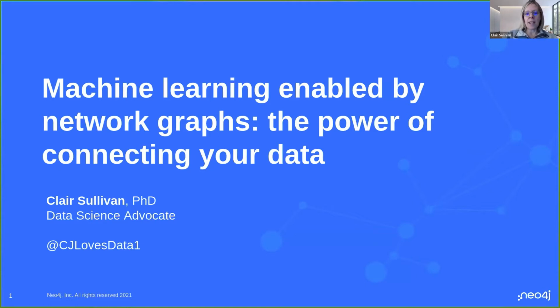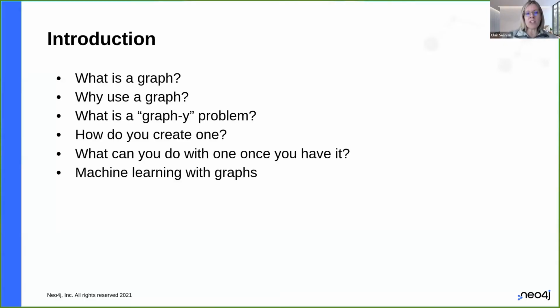I'm going to talk today about doing machine learning with network graphs and connected data, and why. Who cares? What might be a possible benefit of doing this? So today we're just going to start off with an introduction about graphs. What are graphs? Why would we want to use them? How do I even know if I have a problem that would be benefited by working with graphs? I call that a graphy problem.